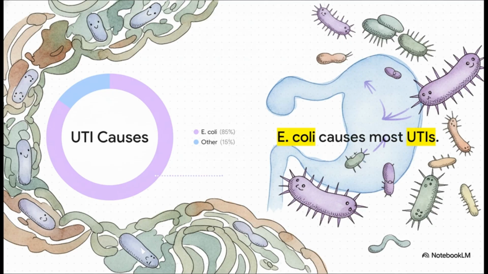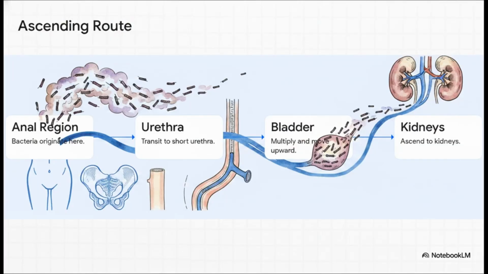The remaining 15% are caused by other bacteria, like Klebsiella or Proteus, and very rarely fungi like Candida, usually in immunocompromised individuals. So how on earth does intestinal E. coli breach our sterile urinary tract? Well, we trace what is known as the ascending infection route. Step 1, the bacteria originate from the anal region. Step 2, they transit over to the urethra. Step 3, they multiply and move upward into the bladder. And step 4, if left completely unchecked, they ascend to the kidneys.